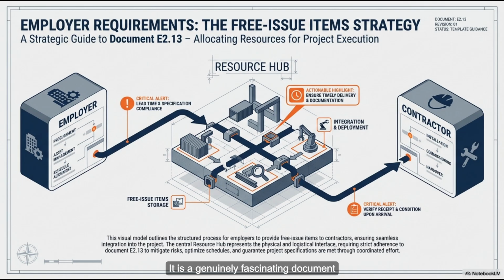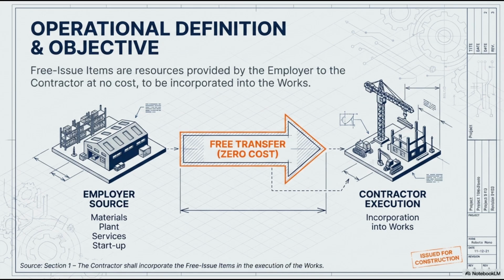It is a genuinely fascinating document because it completely flips the script on the standard procurement model. Usually the contractor buys the materials, they mark them up, they take the risk, and they handle the logistics. Here, the employer buys the materials and just hands them over. For free. And yet somehow, as we're going to see today, the contractor often ends up with way more risk than if they had just bought the stuff themselves.